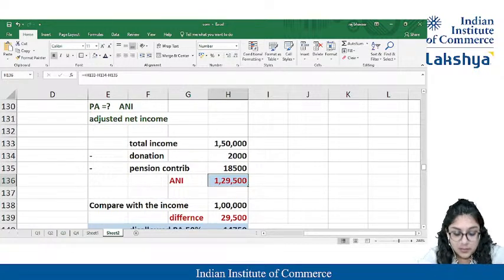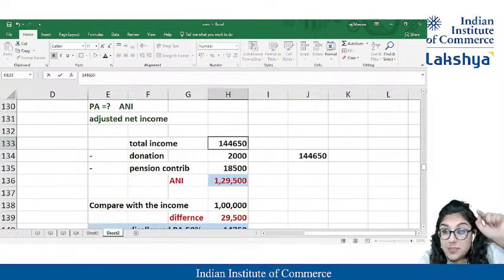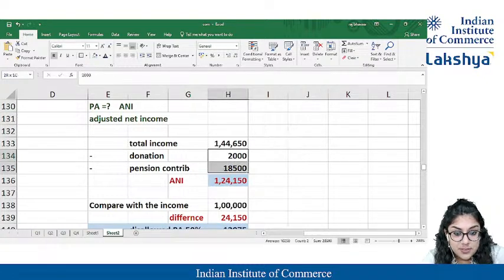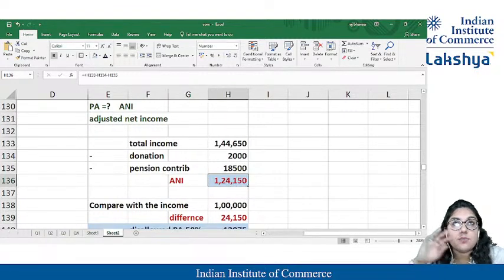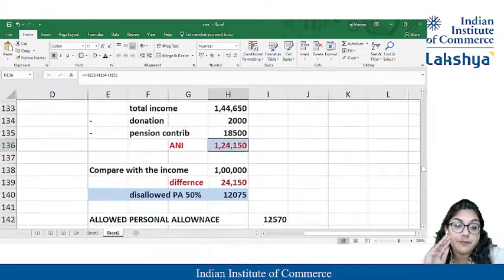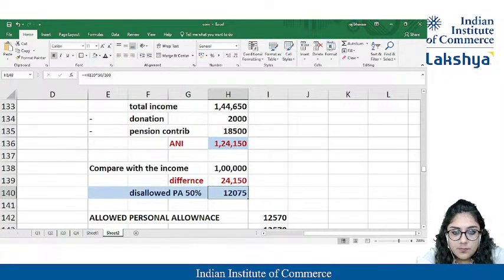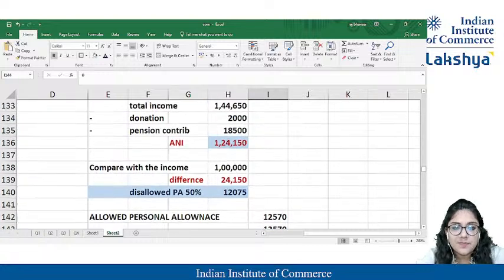Let's say the total income is 144,650, and these are my donations and so on. When my ANI is 124,150, that means it is more than 1 lakh by 24,150. If I multiply it by 50%, am I getting 12,075? Just give me a minute. I made a mistake. So this much is disallowed. I just subtracted it and got 0.